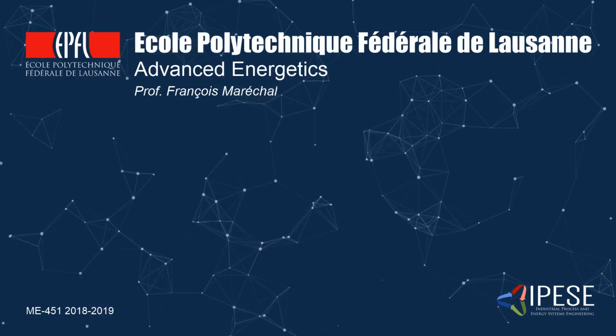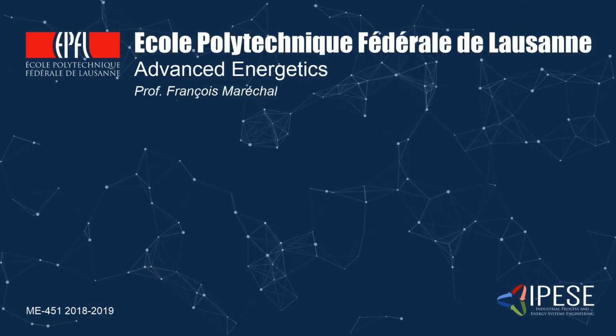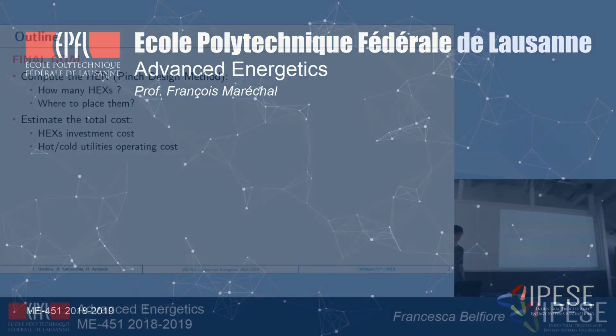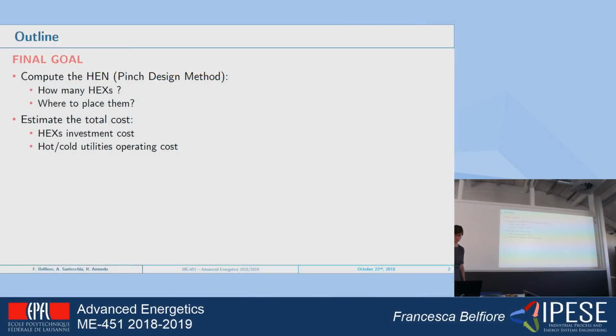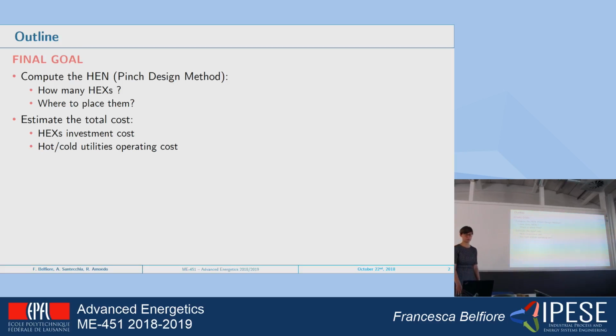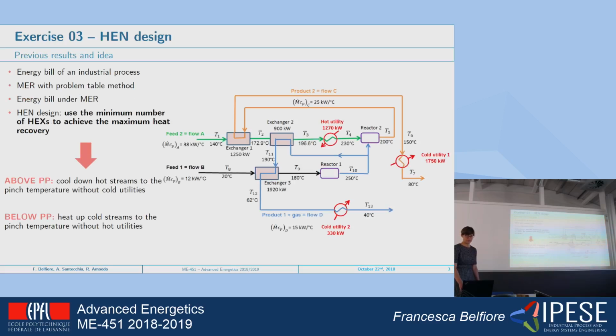Okay, so the exercise of this week will be about the heat exchanger network design, the pinch design method that the professor just explained. You have to identify how many heat exchangers you need in your system and where to place them. Finally, you have to estimate the investment cost, by adding the investment cost of each heat exchanger you decided to place and the operating cost of hot and cold utilities. So we will start with the system that you found in the previous exercise.